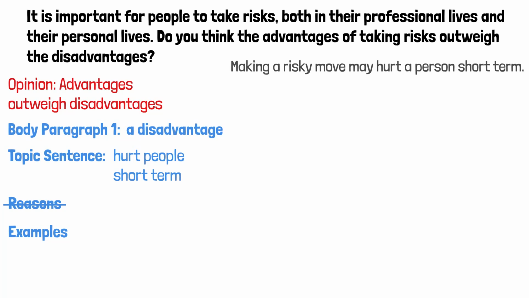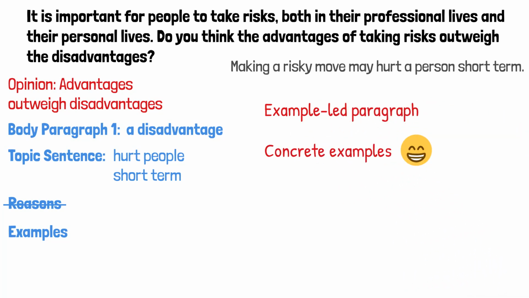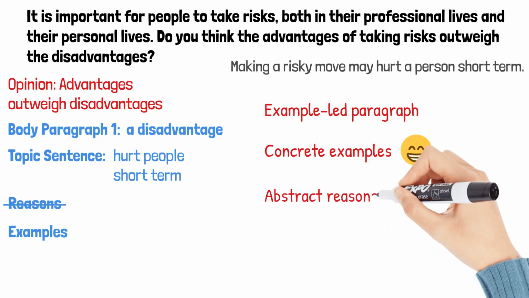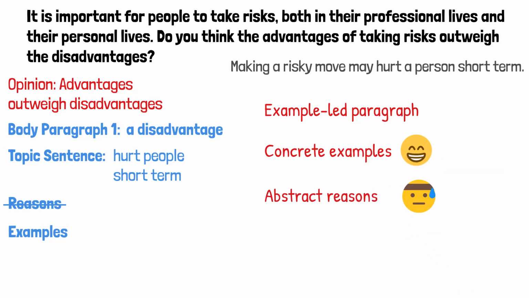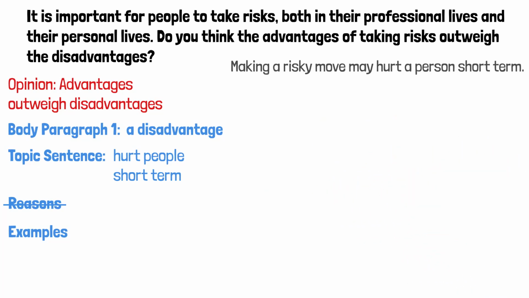The ex-examiner L. Simon talked about this method in one of his blog posts. He calls it an example-led paragraph. I will put a link in the description. I think this method is amazing because concrete examples are much easier to come up with than abstract reasons. So why may taking risks hurt a person in the short term?